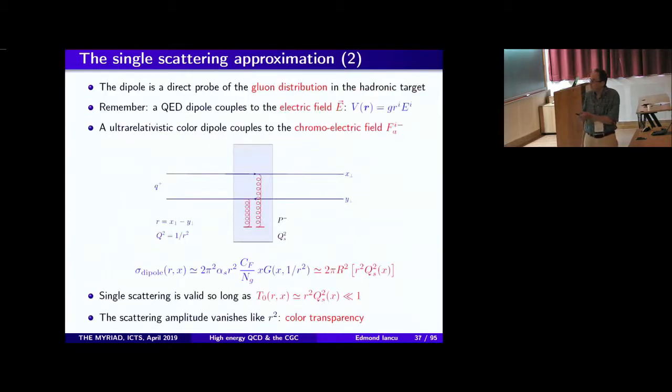Okay, so that was the dipole cross section, the single scattering approximation, just a measure of the gluon distribution inside the target at the resolution scale Q squared fixed by the dipole size, which eventually is the same as the virtuality of the virtual photon in DIS. So it's right.